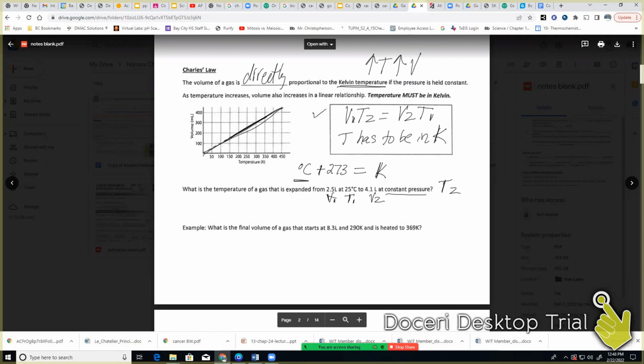So we're going to use our formula here, start filling in. My first volume, what I started at, was 2.5 liters. My T2 is my unknown. My V2 was my 4.1 liters, and my T1 was my 25 degrees Celsius, but I need to get that in Kelvin. So I'm going to add 273 to it, and that gives me 298 K. So that's what I need to put in as my T1.